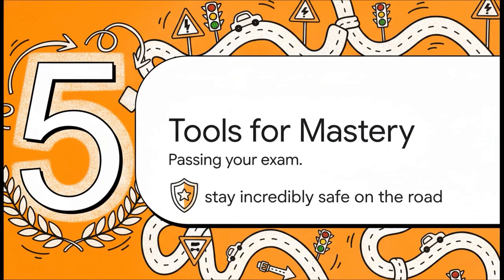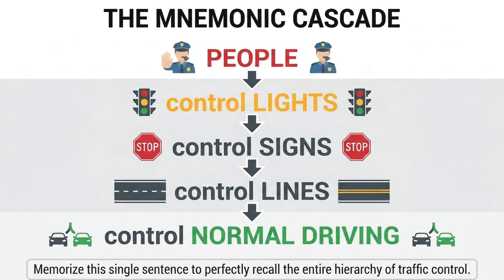All right, our final section, Section 5, Tools for Intersection Mastery, Passing Your Exam. I want you to memorize this single sentence cascade right now. People control lights, control signs, control lines, control normal driving. Seriously, write it down or just burn it in your brain. People, lights, signs, lines, normal driving. If you can just repeat that simple phrase to yourself, you can mentally reconstruct the entire traffic hierarchy in like under 3 seconds, no matter how stressful or chaotic the driving situation gets.